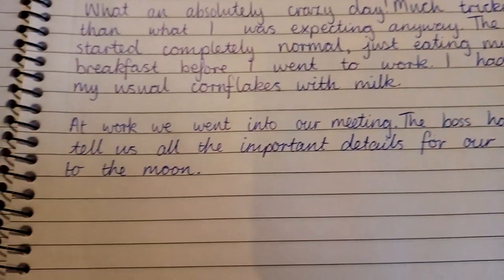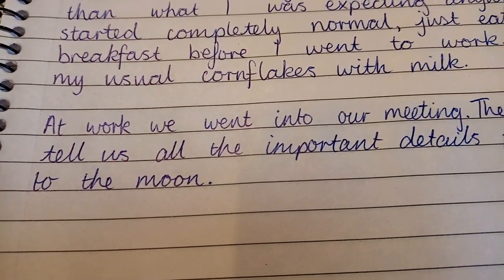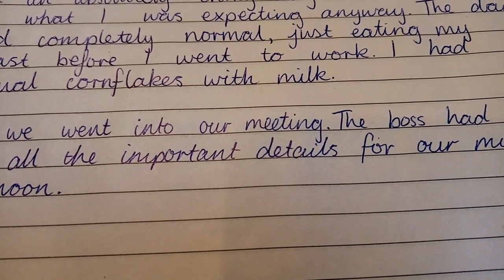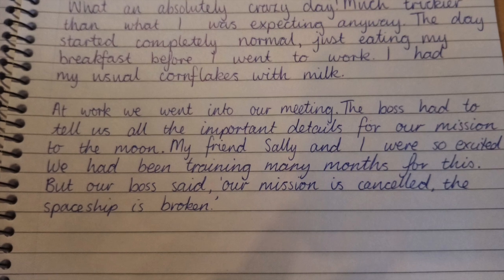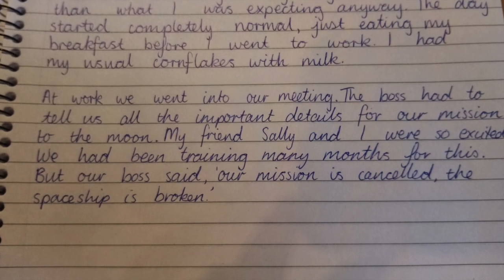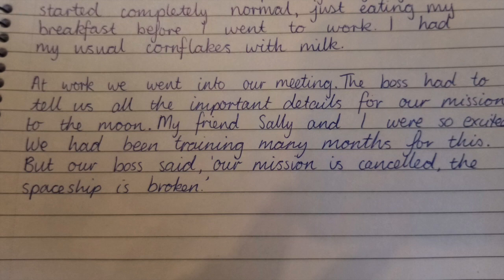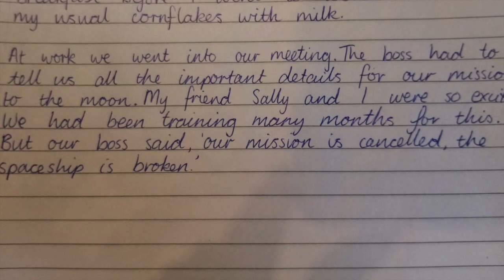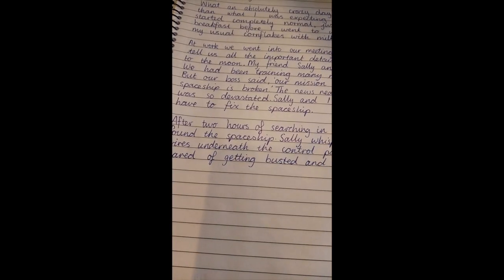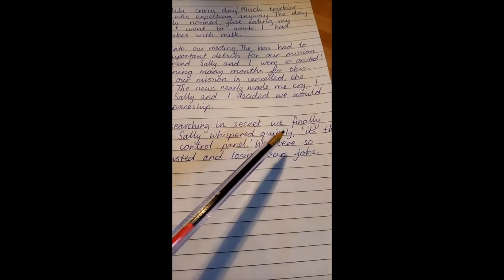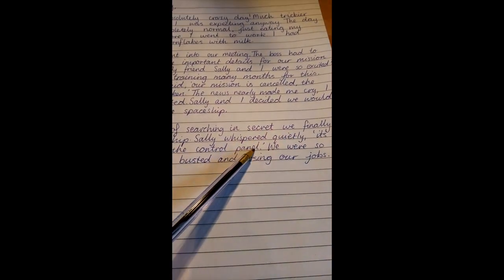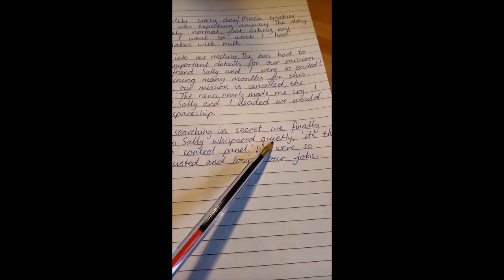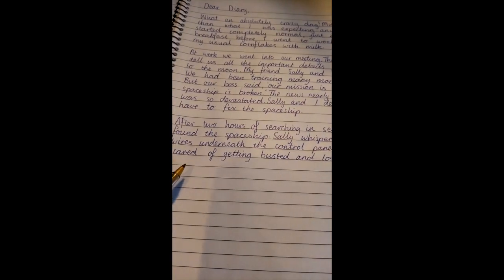We've now started the second paragraph, and you can see this by the line being skipped, capital letters and full stops all there. Now we can see further along in the second paragraph we've got our inverted commas, and we've also introduced the problem. So here we've got the spaceship being broken. Now we have moved on to the third paragraph, again skipped a line, and we have got our inverted commas again to show someone speaking, Sally whispering quietly, and again some feelings.